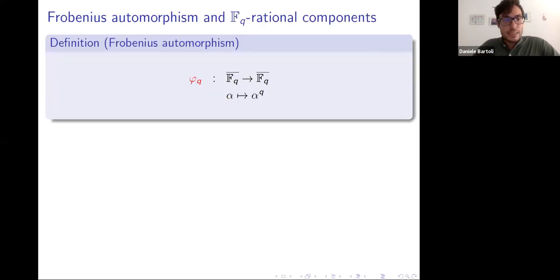But as we will see in a few moments, it's not necessary in general to have the absolute irreducibility of your curve. In many applications, you just need to prove the existence of components of your curve which are absolutely irreducible and defined over Fq. To this end, let me introduce the Frobenius automorphism, which is just a function from the algebraic closure of Fq to itself, which sends an element alpha to its power q.